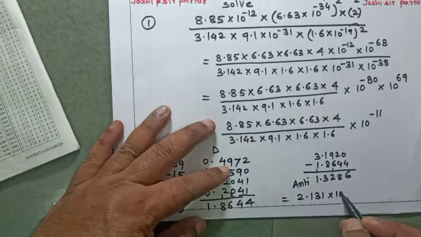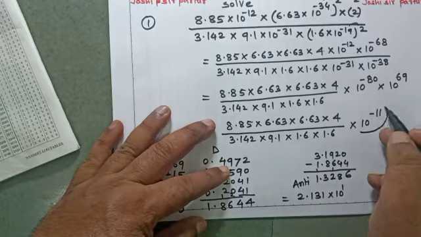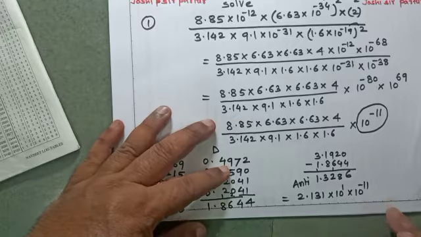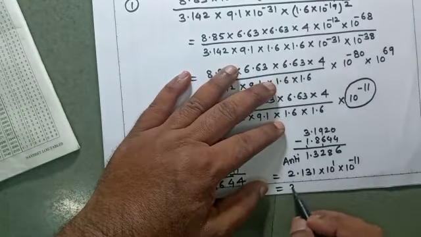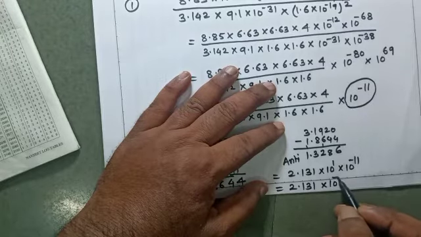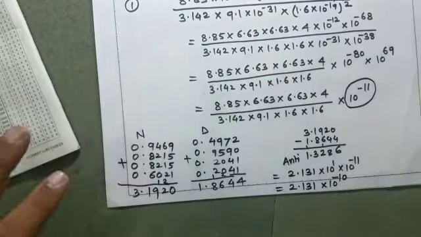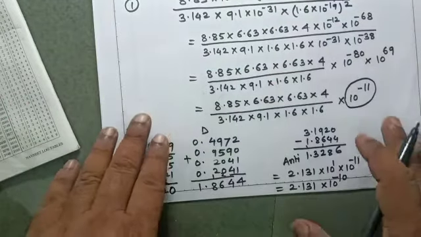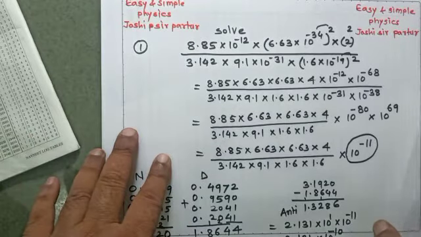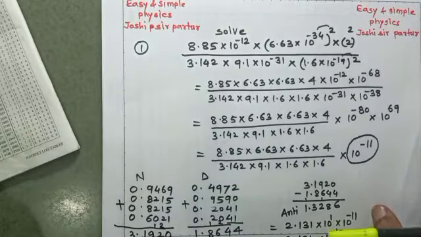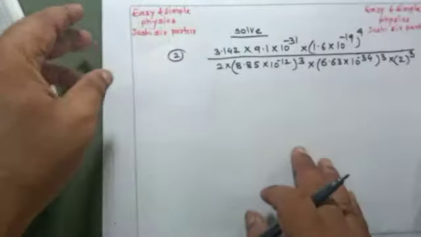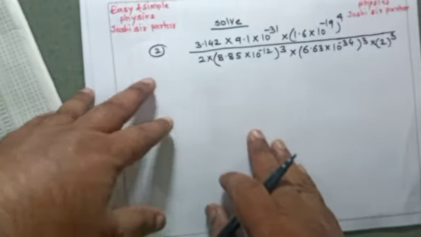So here 2.131 into 10 to the power 1, and here the value is there, that is 10 to the power minus 11. If 1 is subtracted, so here your answer will be 2.131 into 10 to the power minus 10, and that is the answer which can be solved by using logarithmic and mathematical table. So see another example. If another example is given to you, you can also solve it similarly.